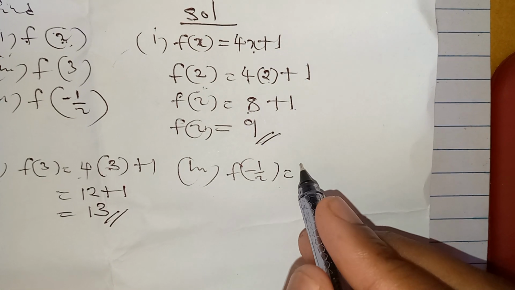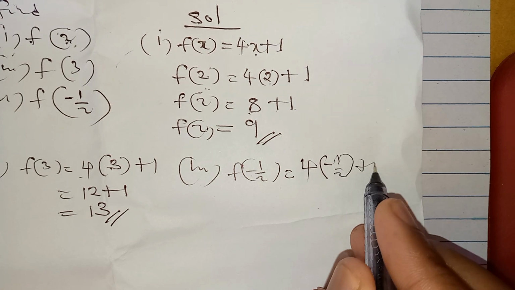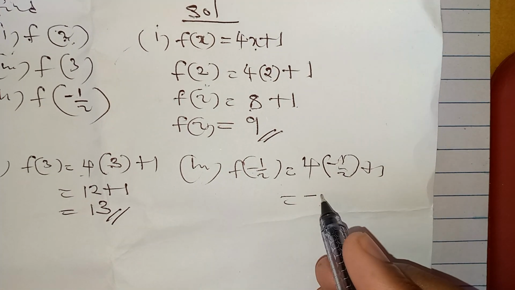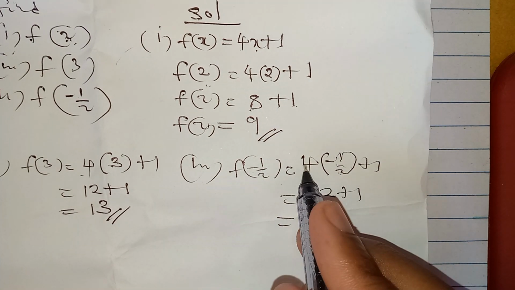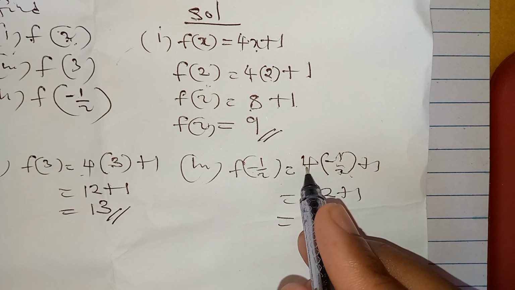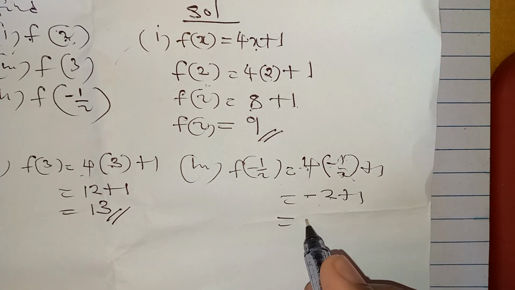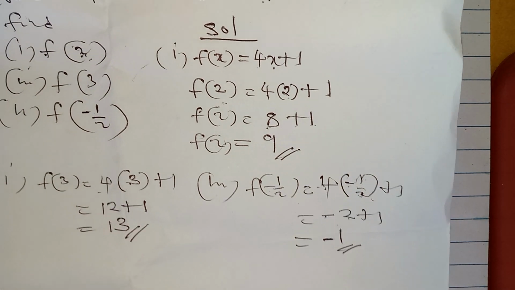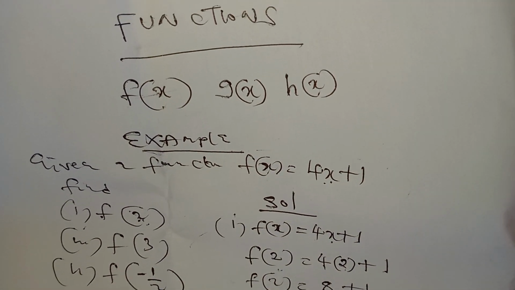We're going to have 4, where we have x we put negative half, plus 1. So we have 4 times negative half, which is 2 times negative 1, that's negative 2. Then add 1, that's going to be negative 1. That's the first part. As easy as that.